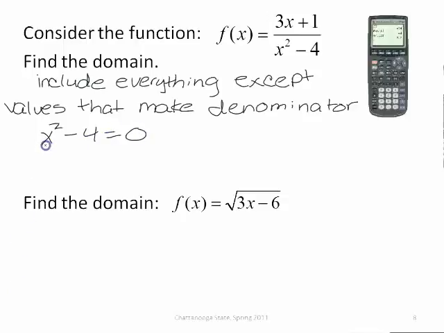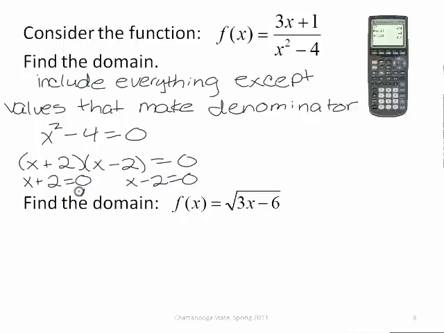Well, this is a quadratic equation because it has x squared in it that I can factor. It factors into a difference of squares, x plus 2 times x minus 2. Then I set each factor equal to 0. x plus 2 equals 0, and x minus 2 equals 0. So that's going to give me, when I subtract 2 here, I'll get a negative 2. When I add 2 here, I get a positive 2. I kind of ran out of room.